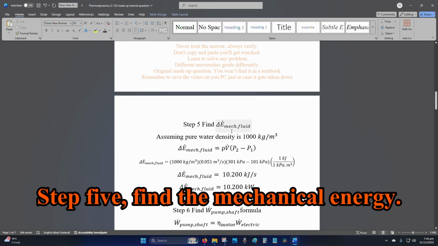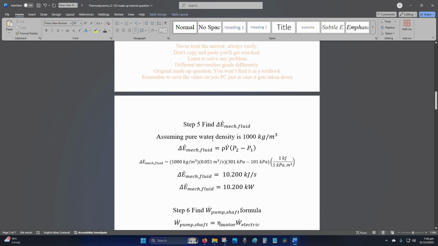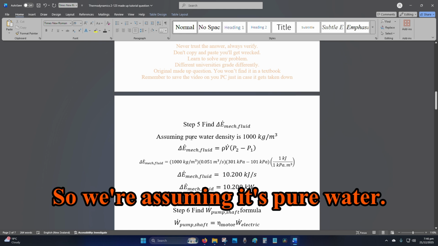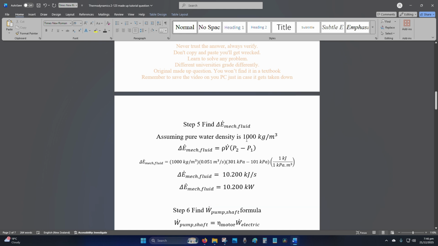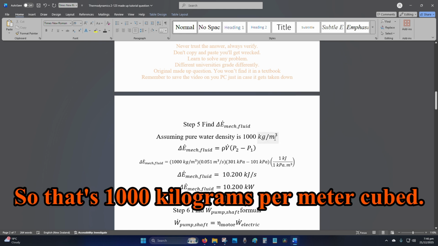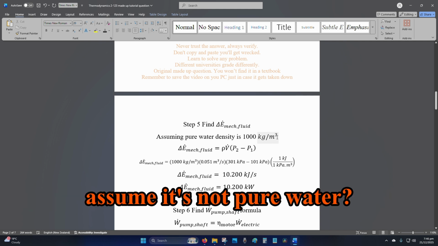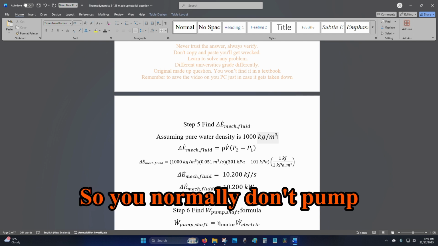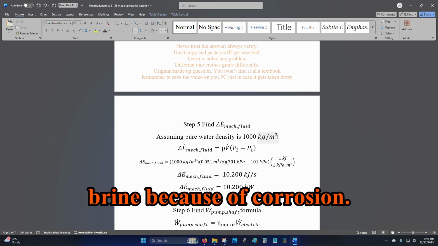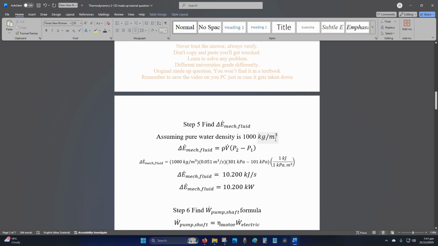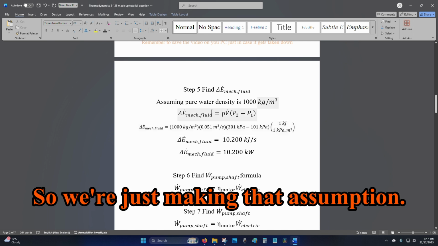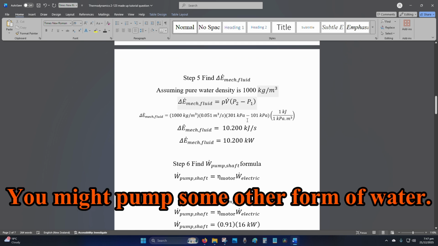Step 5, find the mechanical energy. So we're assuming it's pure water. So that's 1000 kilograms per meter cubed. So why would you assume it's not pure water? You normally don't pump brine because of corrosion. So we're just making that assumption. You might pump some other form of water.